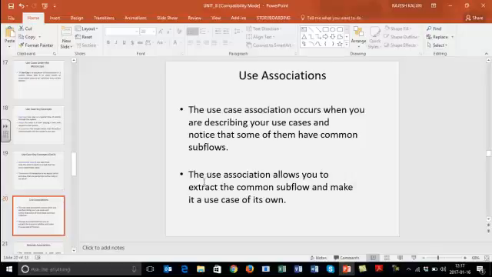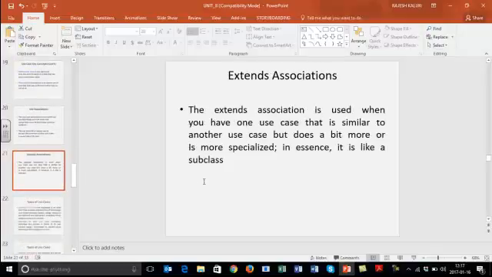And then next one is, how can we extend the association? So the extends association is used when you have one use case that is similar to another use case but does it a bit more or is more specialized.